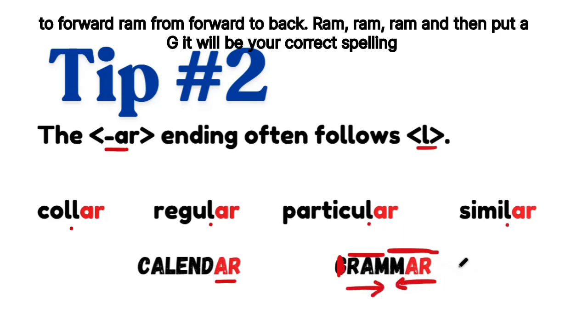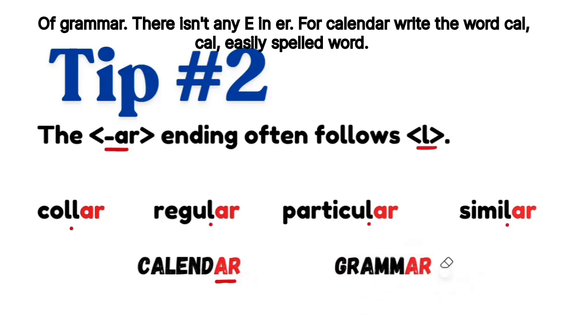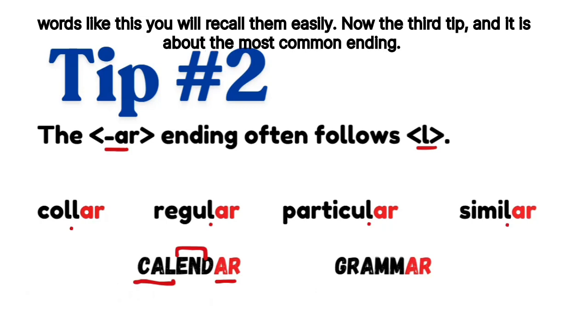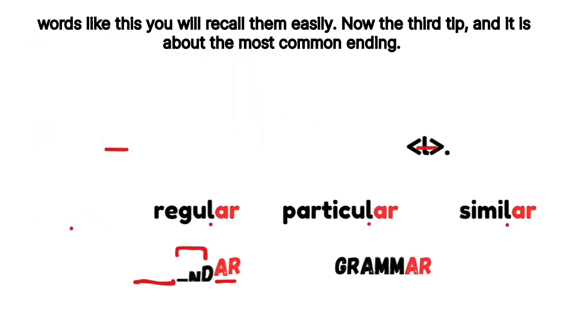Ram, grammar, and then put a G, it will be your correct spelling of grammar. There isn't any E in it. For calendar, write the word cal, K-A-L, easily spell that, right, and E-N-D, and then the A-R. Cal and calendar, right? So I hope that if you break these words like this, you will recall them easily.